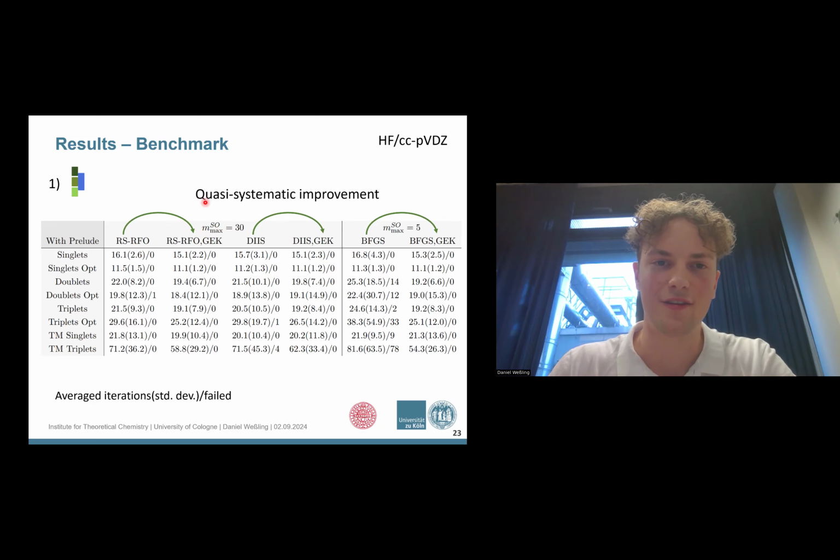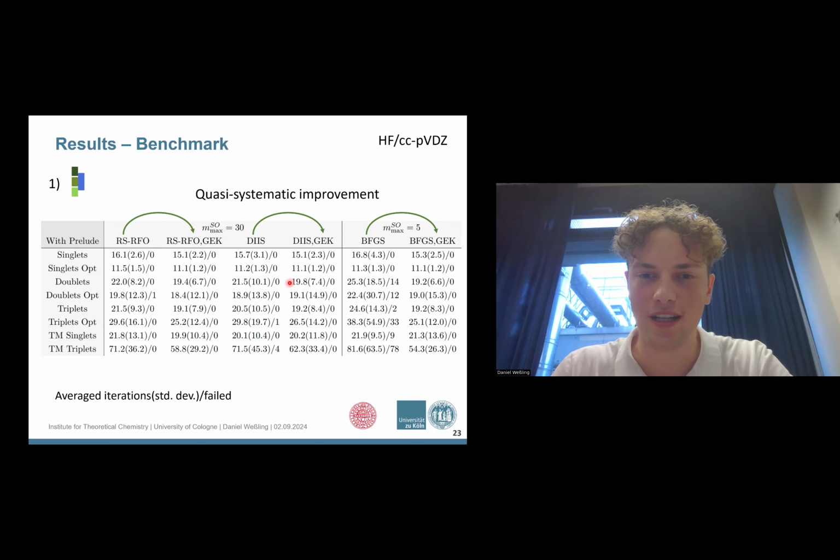And I say here it's a quasi-systematic improvement because there are some minor cases where we actually again got a worse result, but those are just very small cases here with just an increase of 0.2, which is to be neglected.